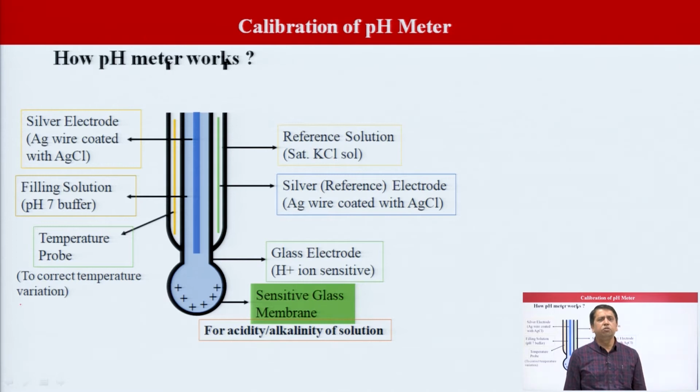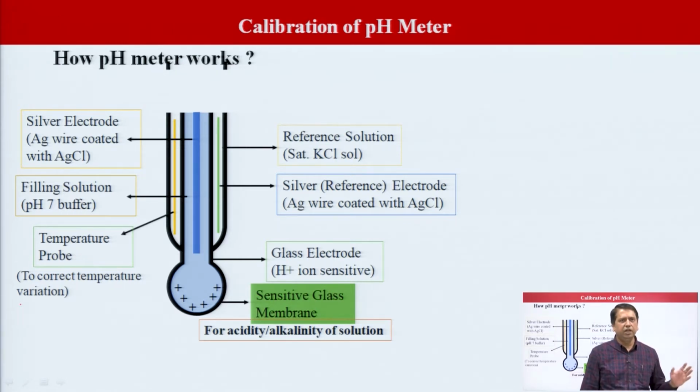So, before proceeding to the main part, that is calibration of pH meter, the first thing that you need to understand is how the pH meter actually works. In the pH meter, basically there are different electrodes, and the combination of these electrodes is made in such a way that it measures a minute potential which arises because of the change of ions.